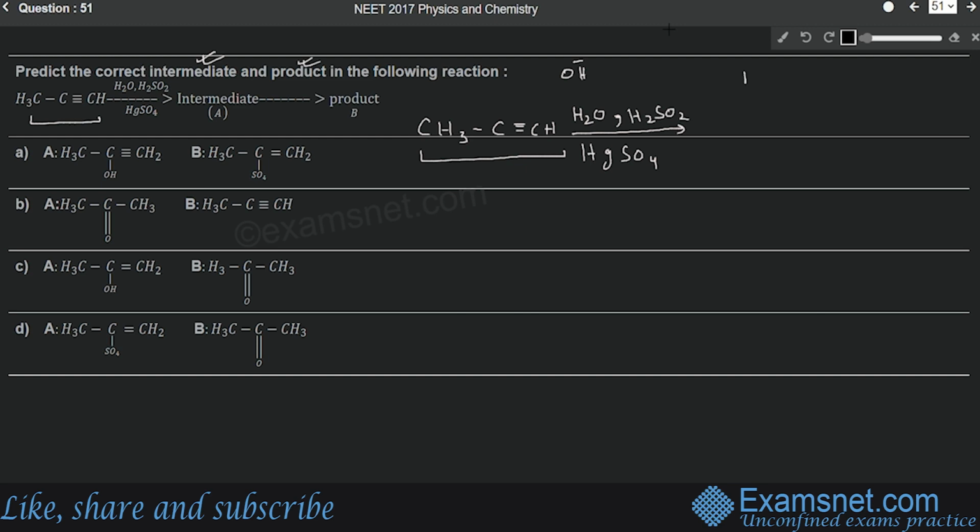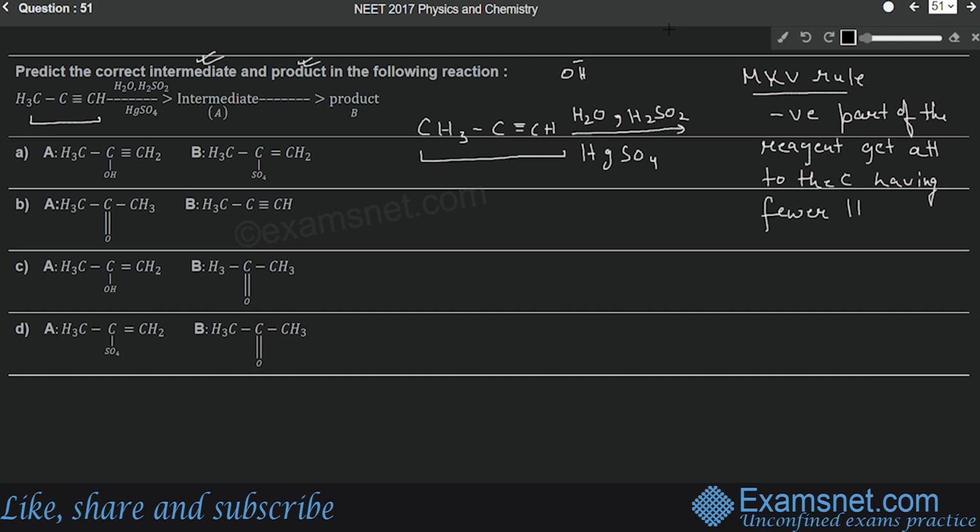So that will be determined by the Markovnikov rule. Okay, Markovnikov rule. So what does this rule say? According to this rule, the negative part of the reagent gets attached to the carbon having fewer hydrogen atoms. So we can see that in this alkyne there are 3 carbons and out of these 3 the middle one has no hydrogen. So this OH minus will get attached to this carbon, okay, according to the Markovnikov rule.